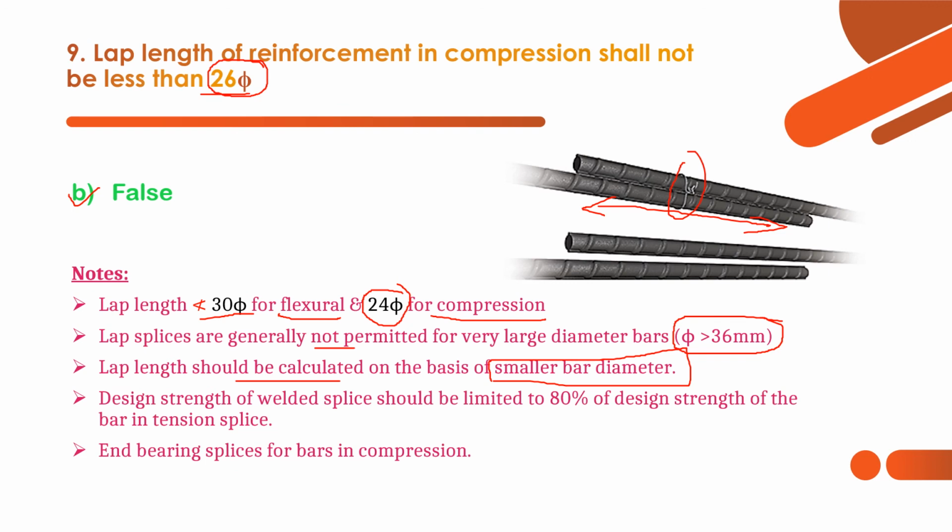The design strength of welded splice should be limited to 80% of the design strength of the bar in tension splice. This criterion is for welded splices. In case of end bearing splices, these are given for bars in compression. When the bars are in compression, end bearing splices shall be given. So these are the codal provisions regarding lap length of reinforcements. Now let's move on to the last question, the 10th one.